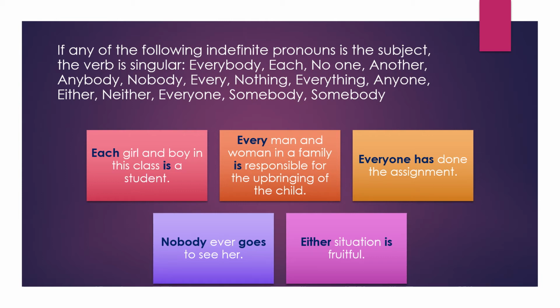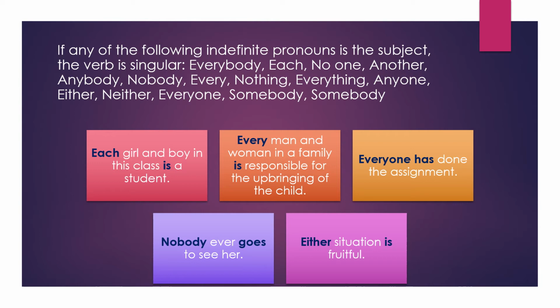Which all kind of indefinite pronouns? The pronouns like everybody, each, no one, another, anybody, nobody, every, nothing, everything, anyone, either, neither, everyone, somebody, or something. Now here what you need to notice is we are using the words either and neither only.